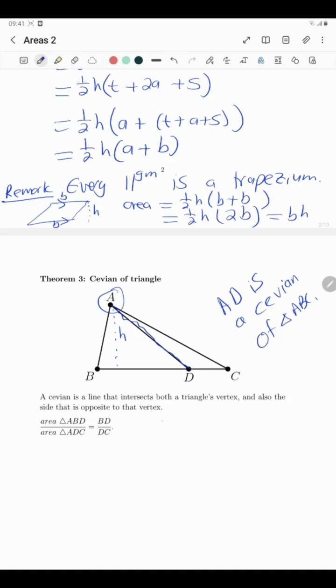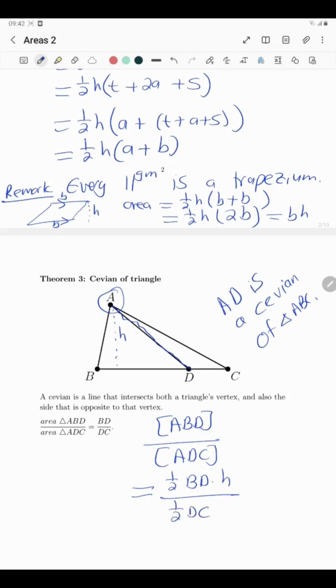So let's start off by looking at the area of triangle ABD. Remember, if I use square brackets, I am representing the area of that polygon. So we want the area of triangle ABD over the area of triangle ADC. And as I've mentioned here, we are going to use the base BD and the base DC. So we are using the same vertical height. So the area of triangle ABD will be a half base BD times vertical height h.